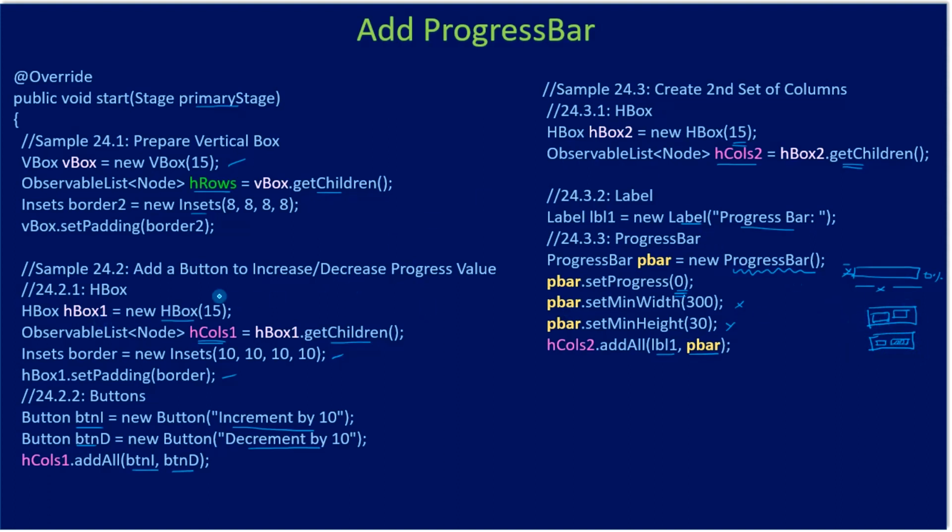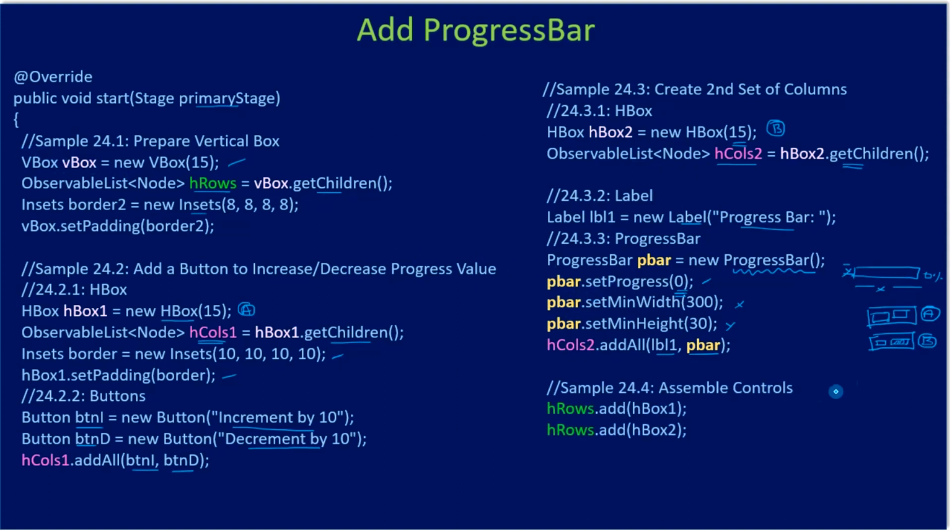HBox 1, this is HBox 2. HBox 1 contains two buttons, HBox 2 contains a label as well as a progress bar. So we created a progress bar, we set the initial progress completion, then we set the size using the min width and minimum height. Then we added the progress bar as well as the label to the HBox 2.